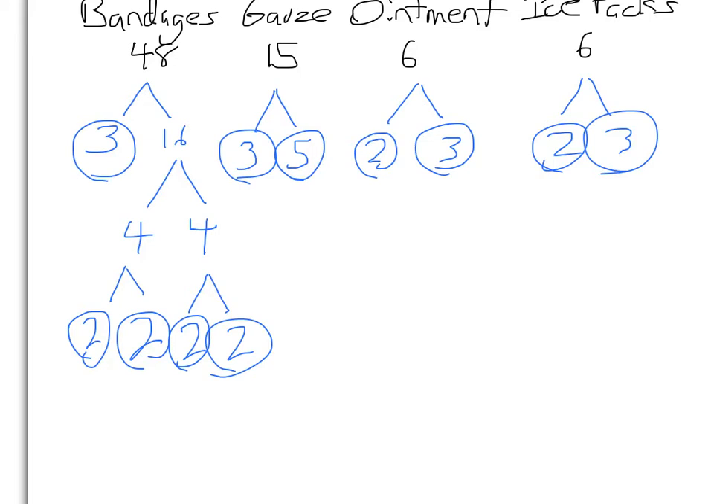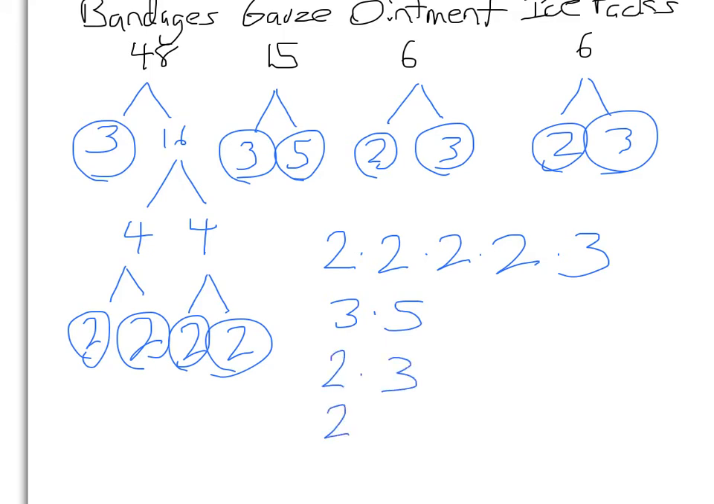Now, remember what we did in class. We stack each list up on top of each other. Be sure to write your prime factors in order from least to greatest. This is called ascending order. So 48 is 2, 2, 2, 2, 3, all of them multiplied together. The gauze is 3 times 5. And the ointment and the ice packs are both 2 times 3. All right, so we have all the information we need to figure out the GCF.